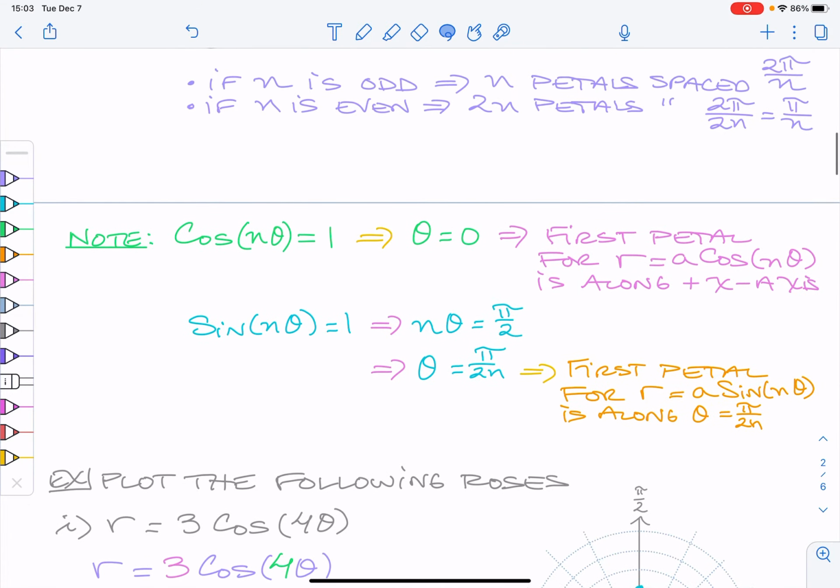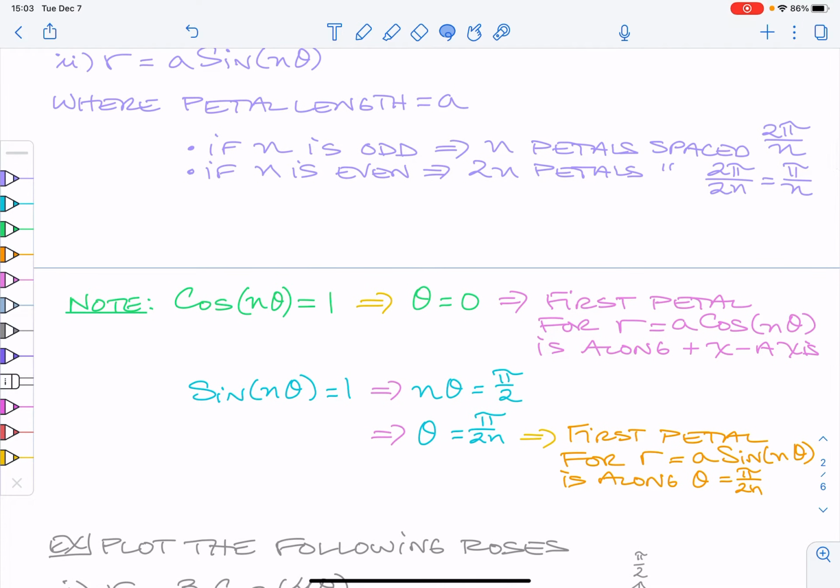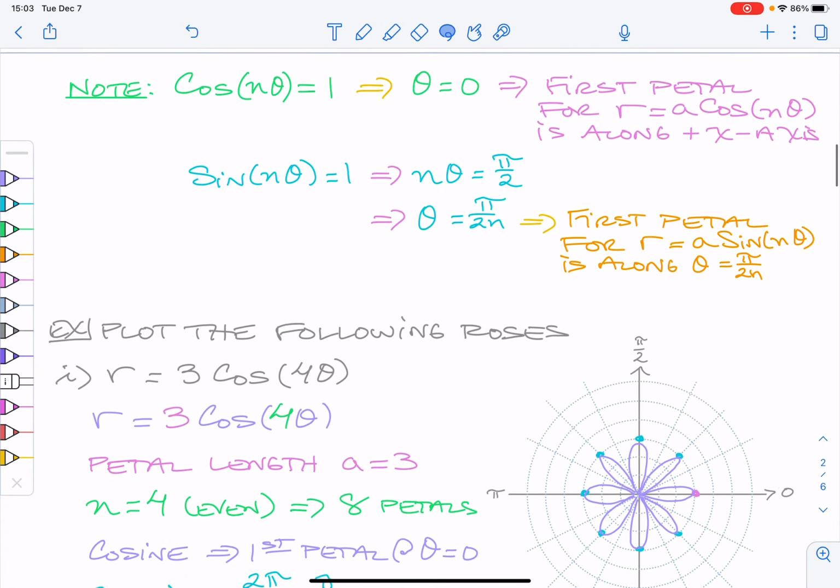So let's note, cosine of n theta equals 1 means that theta has to be 0, because cosine is 1 at 0. So for cosine, the first petal will be along the positive x-axis, or theta equals 0. For sine, however, if sine of n theta is 1, that means n theta has to be pi over 2, because that's where sine is 1. So dividing by n, we get that theta is pi over 2n, and that's where the first petal for sine will be.